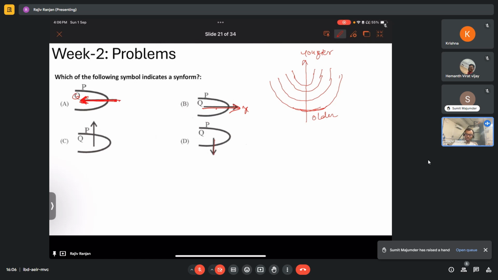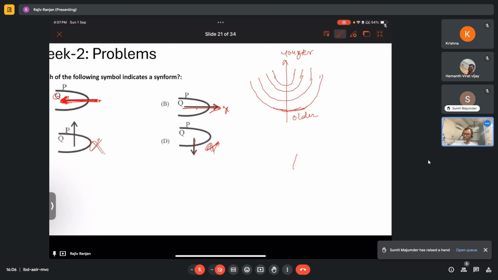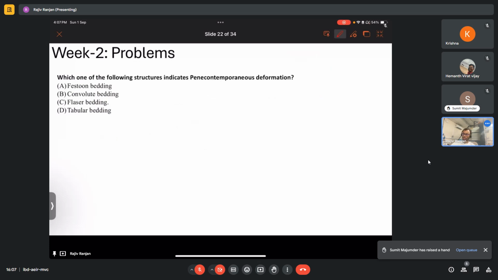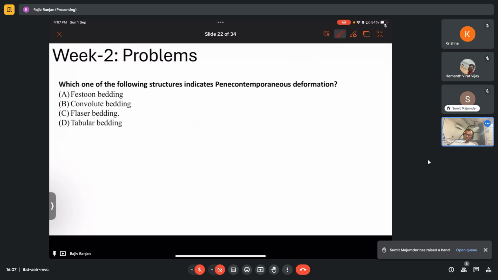Here it's up and down, which is nothing, this is not possible, right? Option C and D are not at all possible. So option A is the correct option. Why? Because the arrow is marking the younging direction, and we know that in case of syncline or synform, we have the youngest in the core. Okay, good. Let's move to the next question.